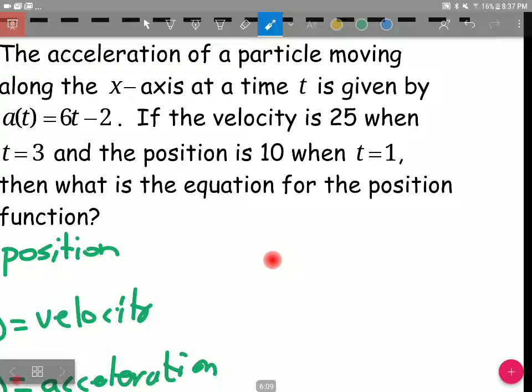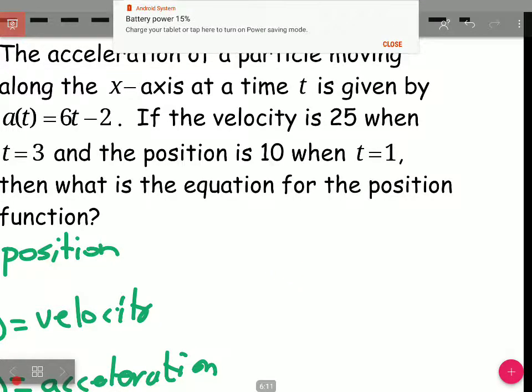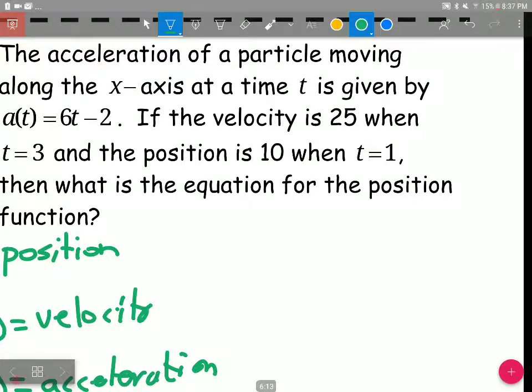Helps if I have an actual pen. Battery power at 15%, I don't care. It'll last long enough.